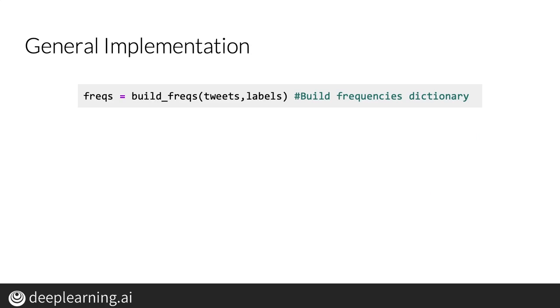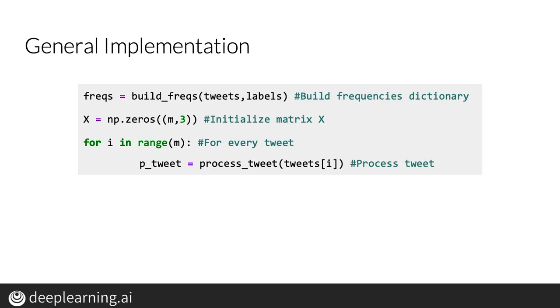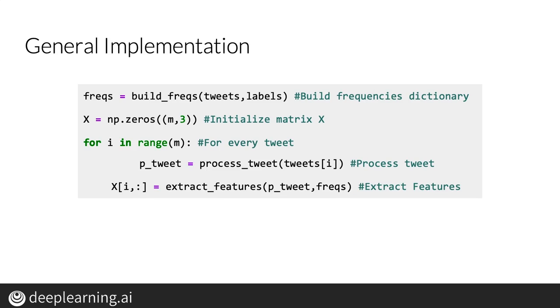The general implementation of this process is rather easy. First, you build the frequencies dictionary, then initialize the matrix X to match your number of tweets. After that, you'll want to go over your sets of tweets carefully, deleting stop words, stemming, deleting URLs and handles, and lowercasing. And finally, extract the features by summing up the positive and negative frequencies of the tweet.